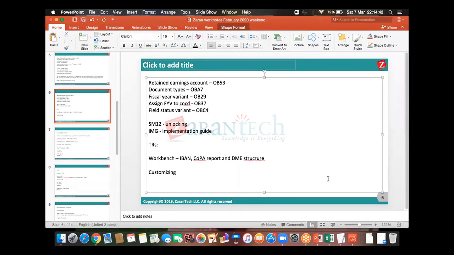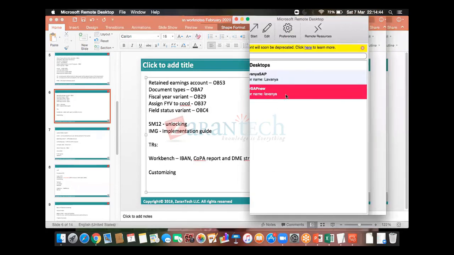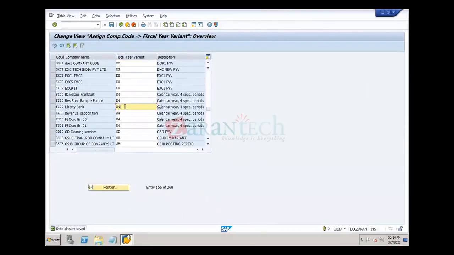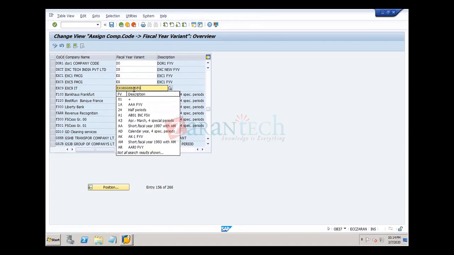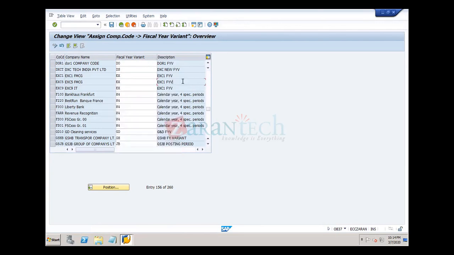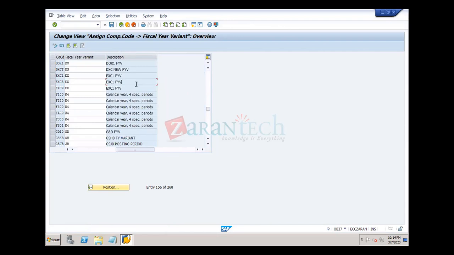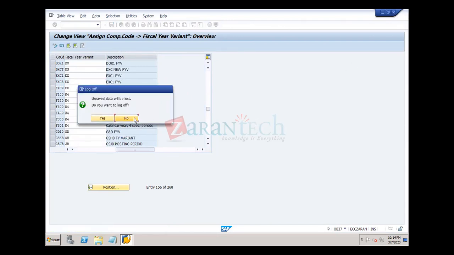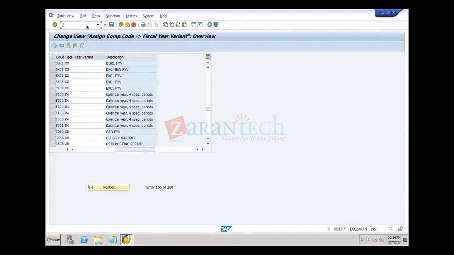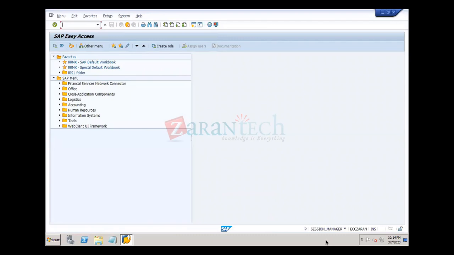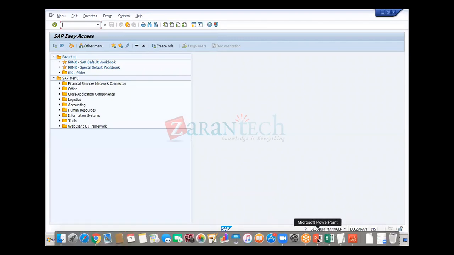If you see the SAP screen, this is called a field. This is called a field. This is called a field. But in this field, which is white in color, I am able to enter some data. In this field, which is blue in color, it cannot be changed. It is frozen. So that is the status of the field.